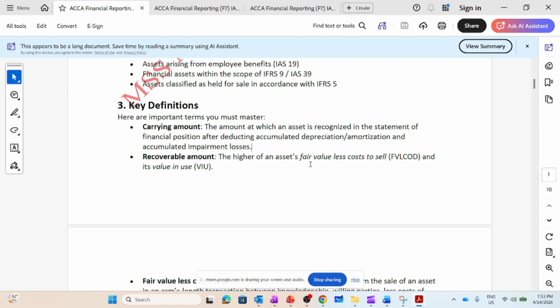That's why for the value in use, we need to discount the value back to its present value so we can compare like with like. But don't worry, when we look at the calculation and illustration, you will be able to understand better.